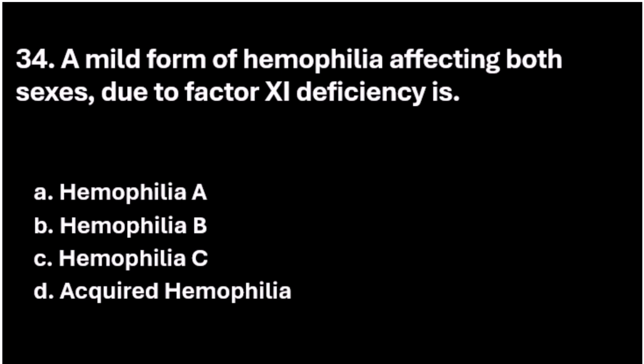A mild form of hemophilia affecting both sexes due to factor 11 deficiency is: option A, hemophilia A; option B, hemophilia B; option C, hemophilia C; and option D, acquired hemophilia. The right answer is option C, hemophilia C is related to factor 11 deficiency. Hemophilia A and B are related to other factors. All the memory tricks you have to refer to for answering all these questions without any error or confusion.